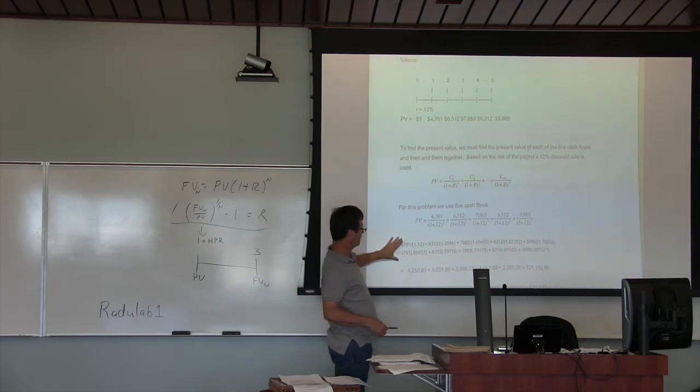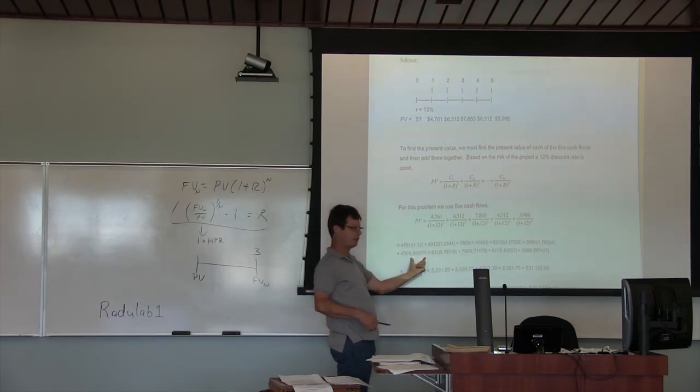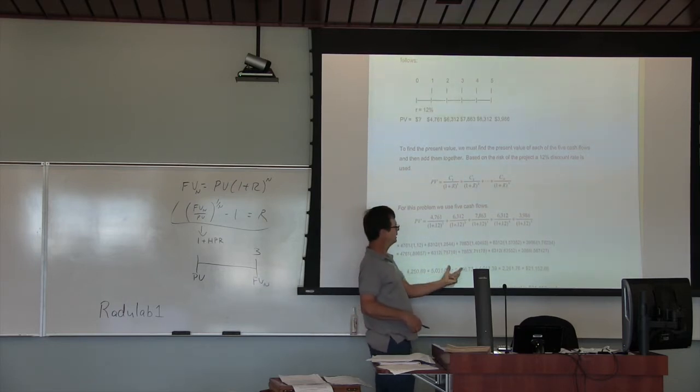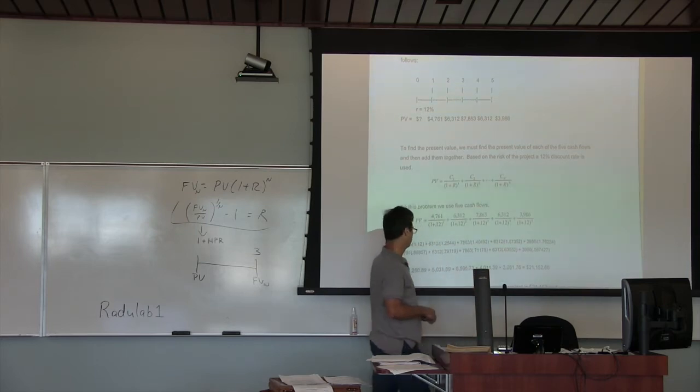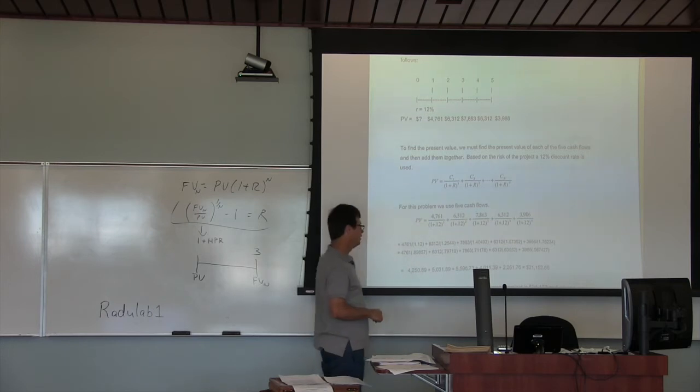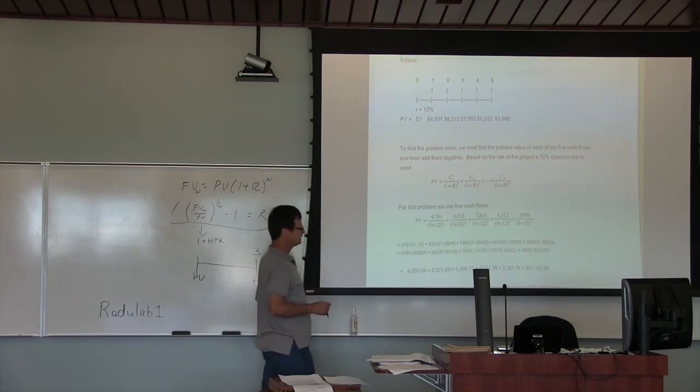Here we work through step by step, showing the discounting process on each one of those. Right here, for the first one, the 4761, the present value factor for that one is 0.89857. For the next one, it's 0.79719, so on and so forth. So we've got those discounting factors there, and this is how we end up with our 21,152.66 present value of those future cash flows.